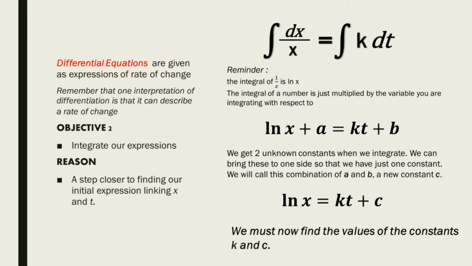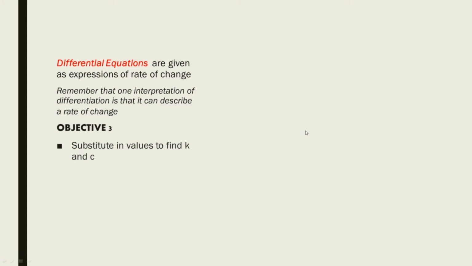We must now find the values of the constants k and c, which is the second learning objective from earlier on, and we have integrated our expressions successfully. Okay. Objective 3 is going to be to substitute in values to find those unknown values k and c. The reason being that this will give us our expression linking x and t.